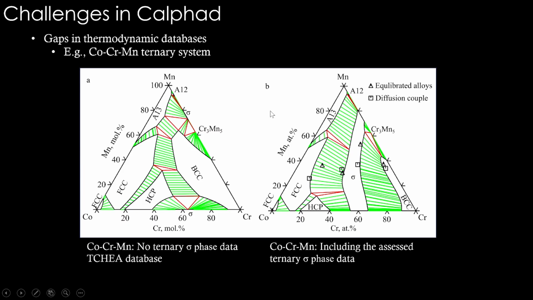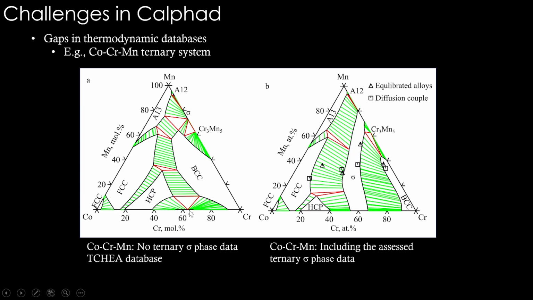We'll see the challenges in CALPHAD. We'll understand them. We'll start with an example, the Co-Cr-Mn ternary system. So two diagrams for the same system are given. Let's understand them carefully. This is the Co-Cr-Mn ternary diagram. This is at 800 degrees Celsius. There is no ternary sigma phase in the TCHEA database. So using the TCHEA database, if this is plotted, this is how we get the diagram.